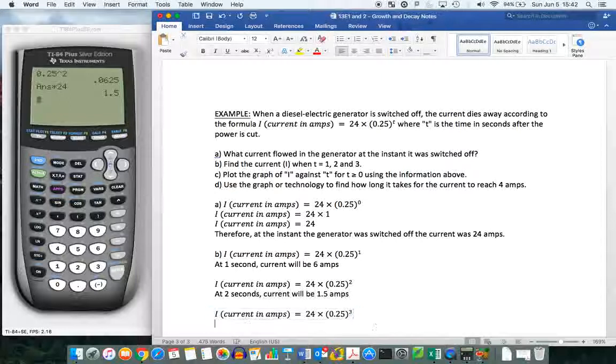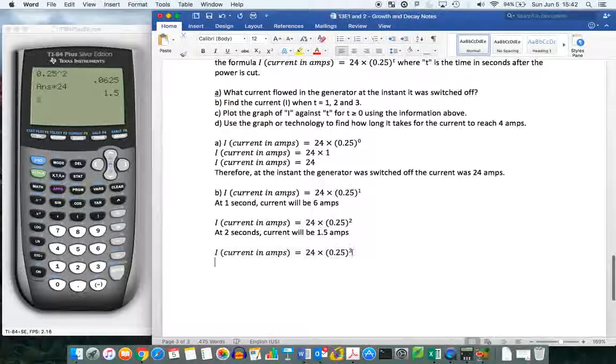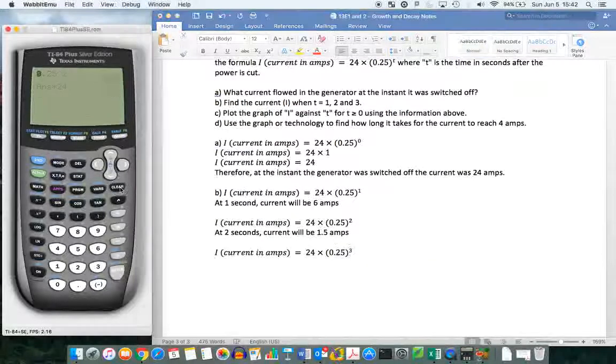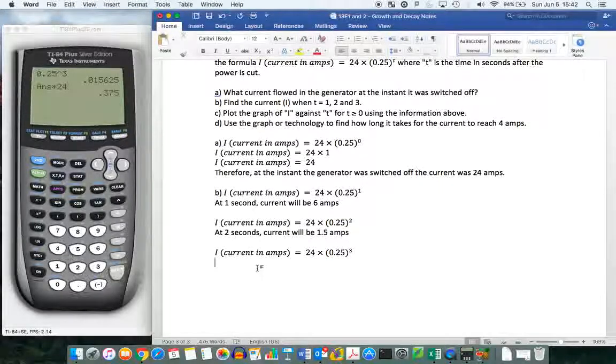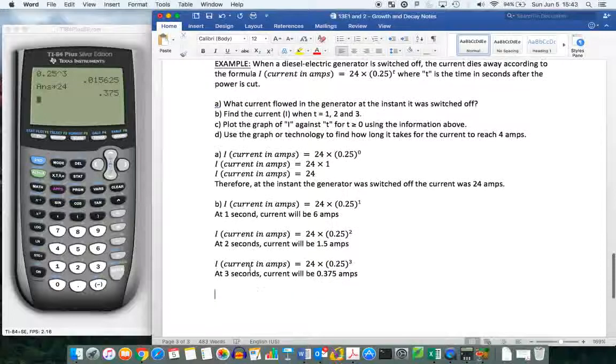Lastly, at 3 seconds, where we substituted 3 into whatever x is, 0.25 to the power of 3 times by 24. At 3 seconds, current will be 0.375 amps. Boom, that's those first two questions answered.